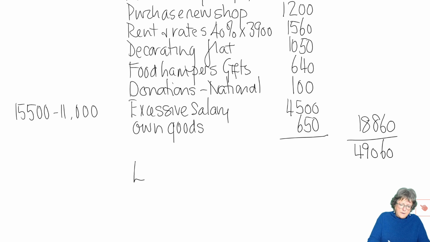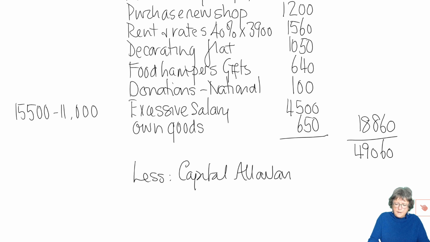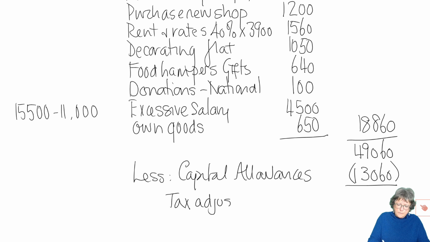And then finally we deduct the capital allowances instead of our depreciation, which somebody has worked out for us. In the exam you'll probably have to do that yourself. That was £13,060, giving us a tax adjusted trade profits, well labelled, well presented.